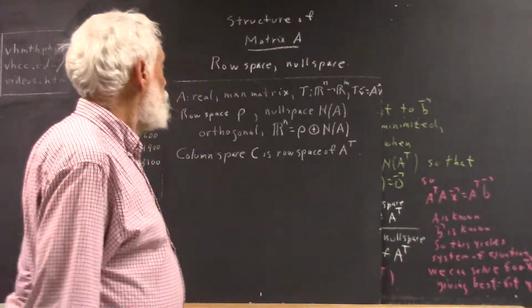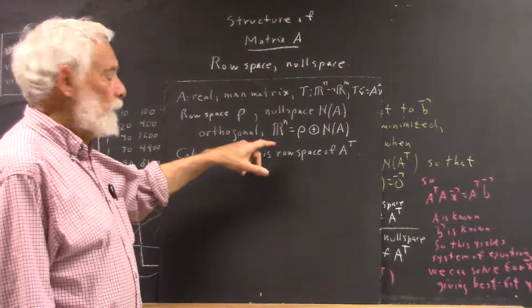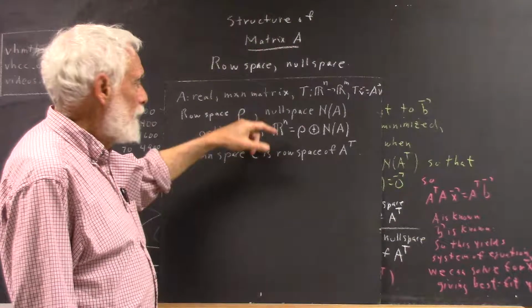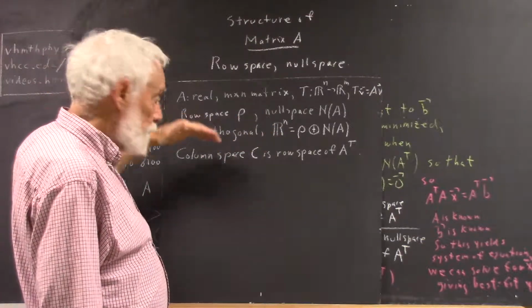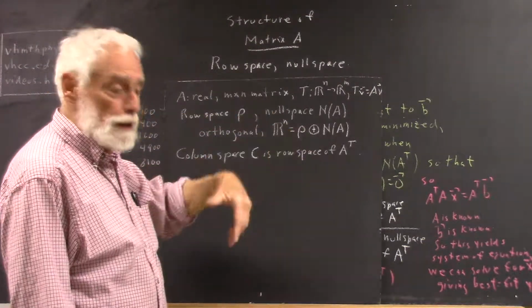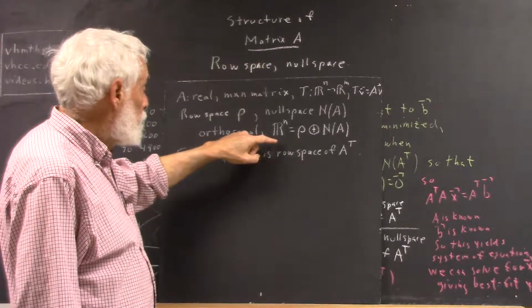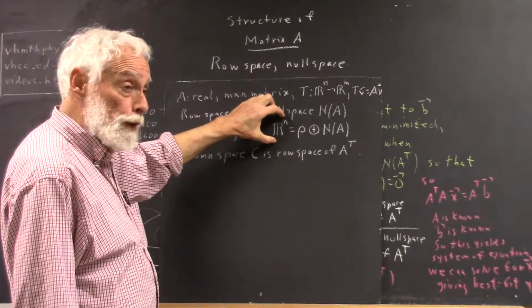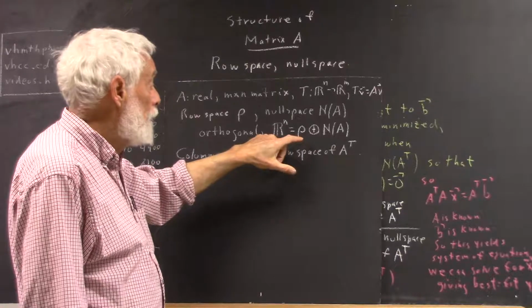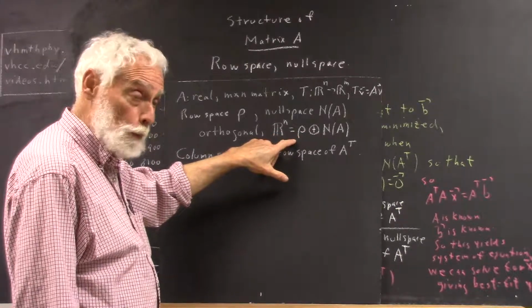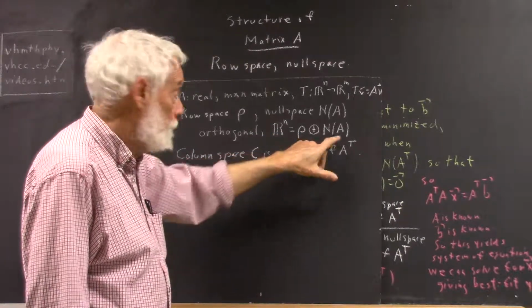And from this, and from other things we're not going to establish now, from the rank and so forth of the matrix, we conclude that Rn turns out to be the direct sum of the row space rho and the null space N of A.